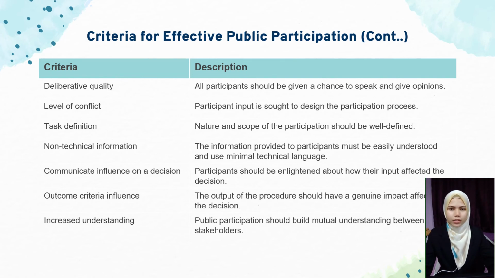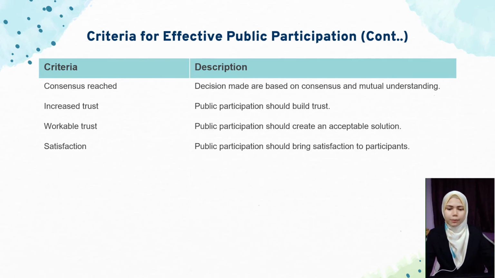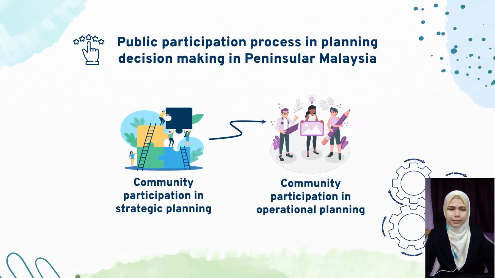Then, the importance of stakeholders and public participation is that a relationship of understanding needs to be built, and public participation should build trust in what is happening and ongoing on the project, and workable trust. Public participation should create an acceptable, win-win situation, and should bring satisfaction to participants. Public participation in planning decision making in Peninsular Malaysia has two parts: strategic planning and operational planning.